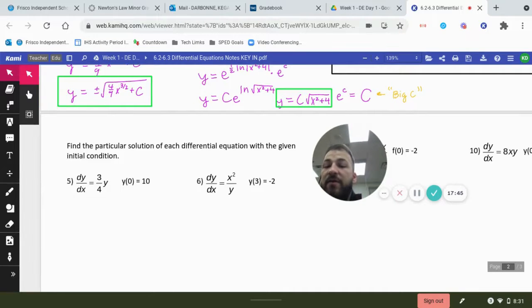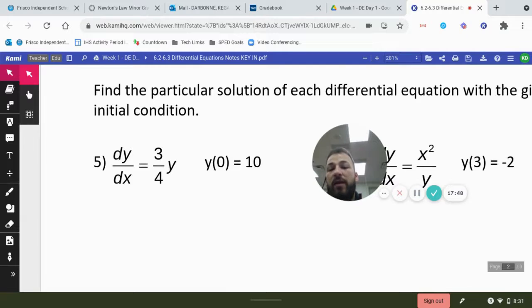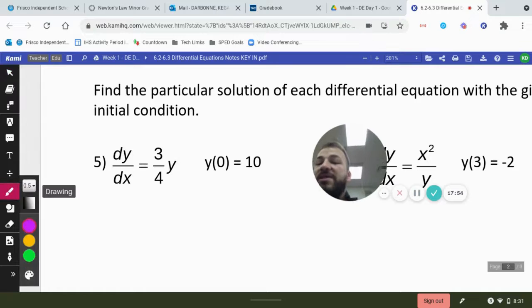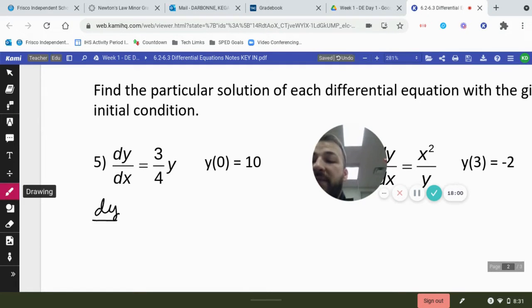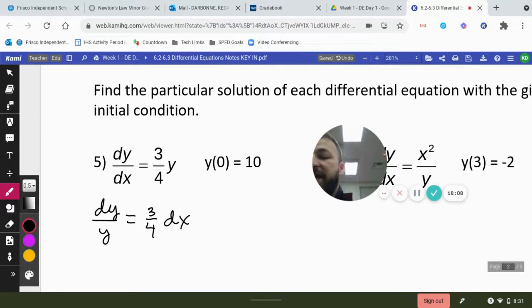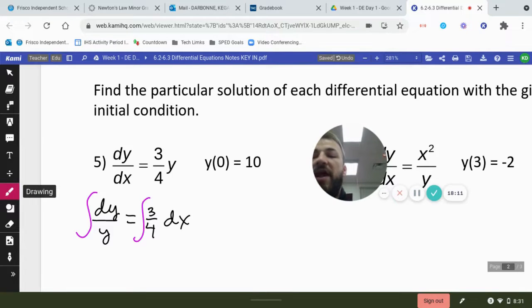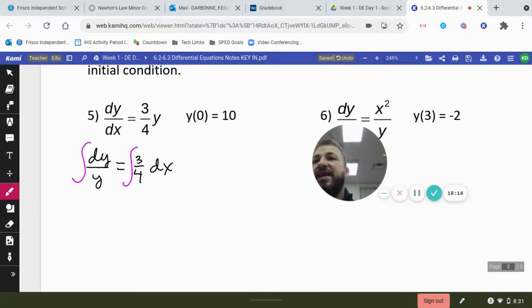Okay, so on number 5, we have dy over dx is equal to 3/4 y. So same as always, separate, separate, integrate, integrate. That's our first step. So our first step, I'm going to divide that y over. So we get dy divided by y is equal to, multiply the dx to the other side, 3/4 dx. And then I'm going to integrate both sides. Even though I don't have an x on the right side, 3/4 is just a constant I can integrate to get 3/4 x. On the left side, dy over y does become natural log of y. So natural log of the absolute value of y is equal to 3/4 x plus c.